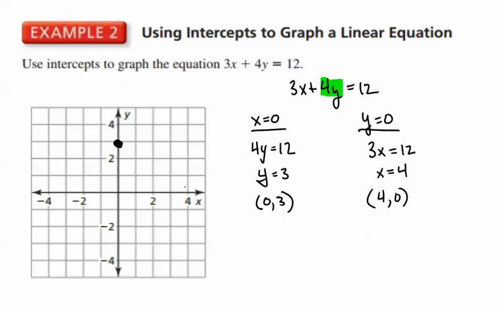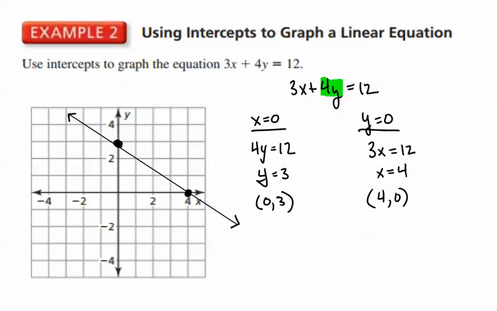So then we're going to get another point on our graph. X is 4, y is 0, and all we need to do then is to draw a line connecting those 2 points as carefully as possible. And so there we've graphed our line.